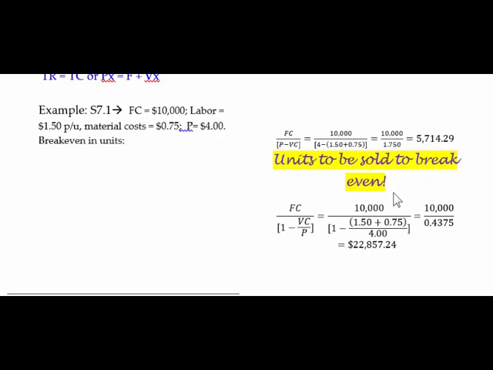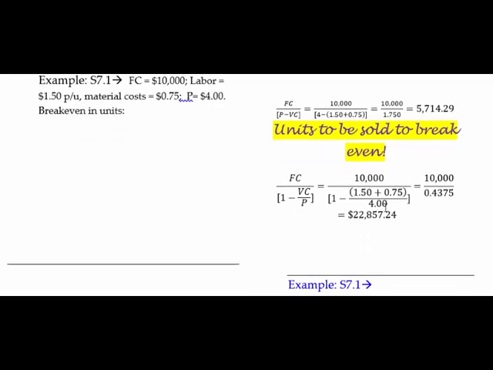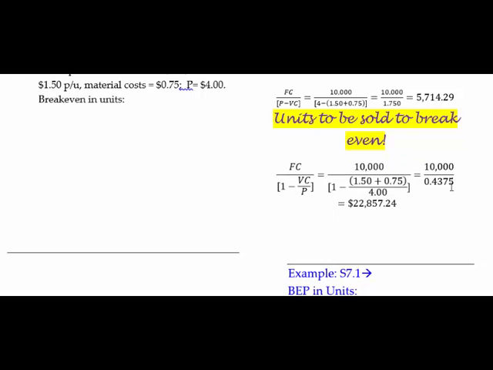Now, if you were to look at the textbook, they would tell you that the way to compute the amount of dollars one must take in at to break even is this formula right here, or just below. So I'm going to go through that formula, and then I'm also going to show you another way to do it. Either way is perfectly fine. So same idea, we're going to take the fixed cost and divide it by 1 minus the variable cost divided by the price. So we've got 1 minus $1.50 plus 75 cents, divided by 4.